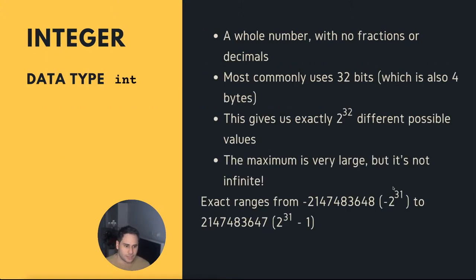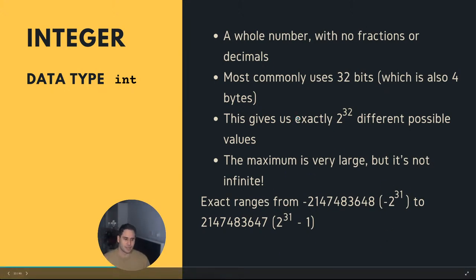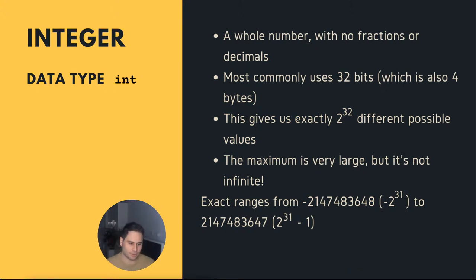Okay. So, let's focus in on the integer a little bit. An integer is a whole number, so no fractions, no decimals. Most commonly it uses 32 bits or 4 bytes, so 4 times 8. So 4 sequences of 8 bits, which gives us 2 to the 32 possible whole number values that we can store. So the maximum is very large, but it's not infinite. The exact range is about 2.1 billion, I think negative to positive, so about 4 billion values. I think that's right.